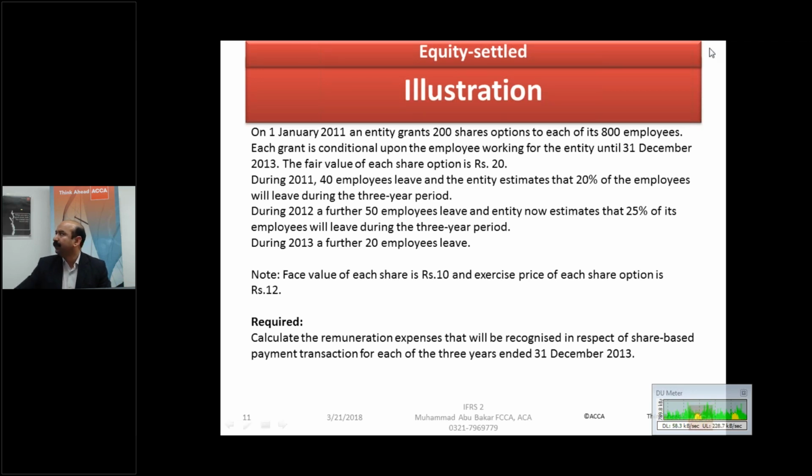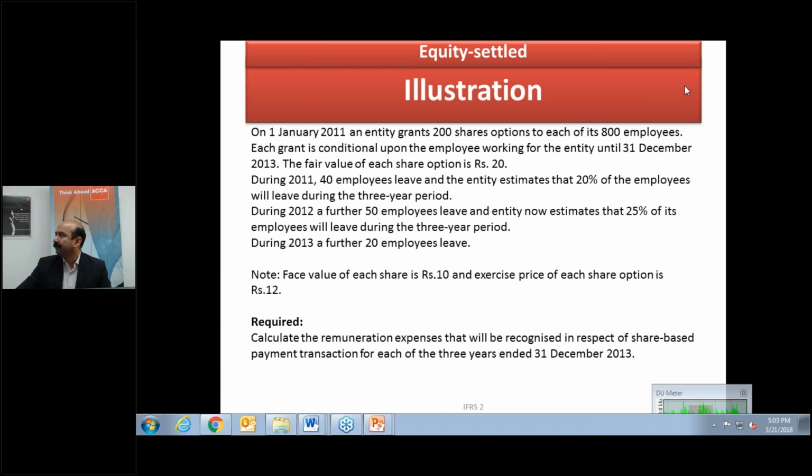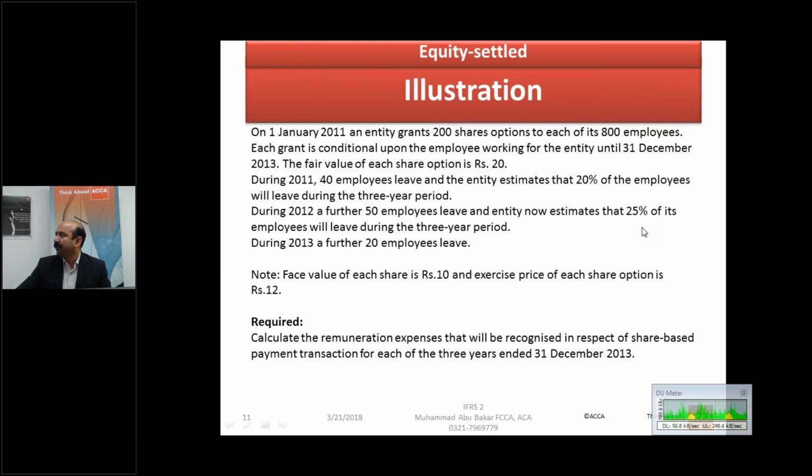I suppose it should be like this. The entity estimates that 25% of its employees will leave during the 3-year period. So this means 25% of 800 will not be there at the end of the third year.